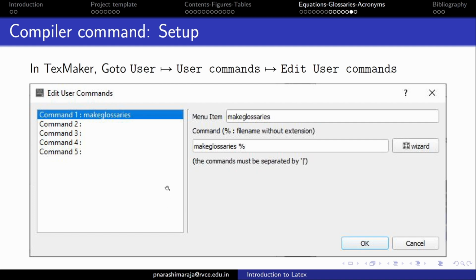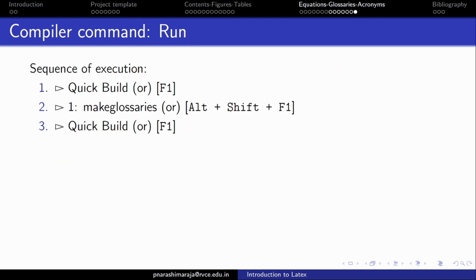Inside TeXMaker, you can just go to the user menu and then user commands and go to the edit user command option. In the first command, you can reflect these settings, wherein under the menu item, you can just type in make glossaries, and under the command section, ensure that you have this particular command reflected exactly the same. Okay. So once this command has been set, it will be there in your machine until you either uninstall or change your PC. The next comes the run procedure.